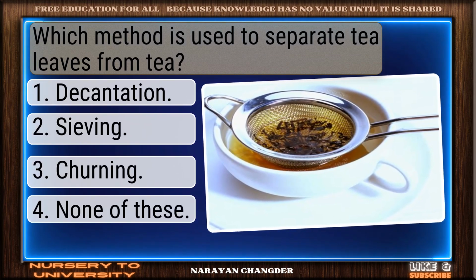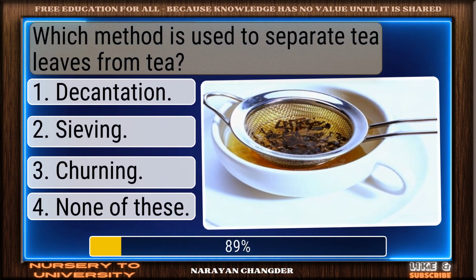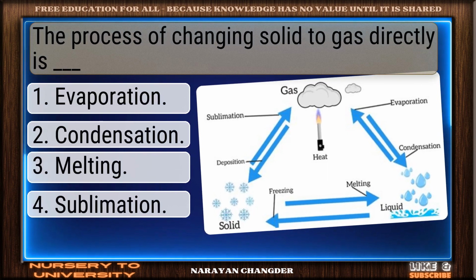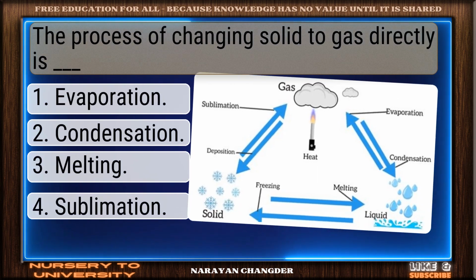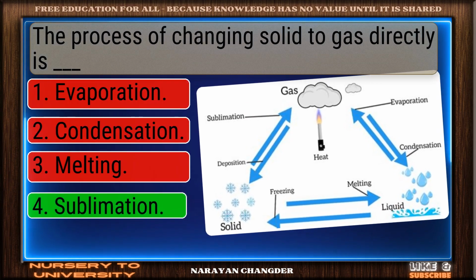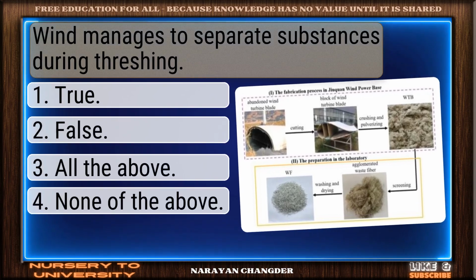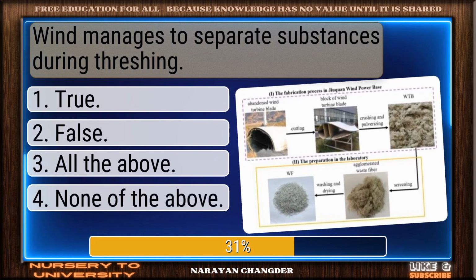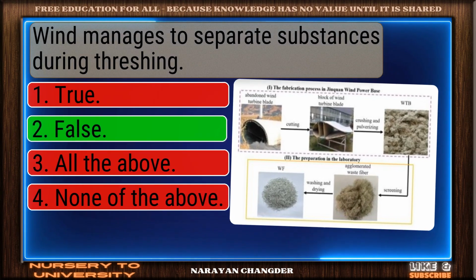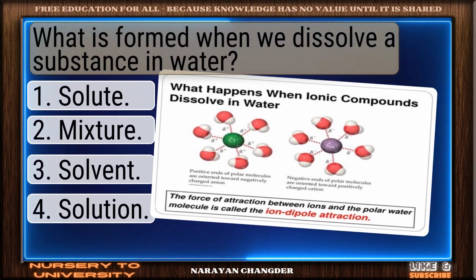Which method is used to separate tea leaves from tea? Smart move. Sieving is an accurate answer. The process of changing solid to gas directly is dash. Strong choice. Sublimation is the right answer. Wind manages to separate substances during threshing. On track. False is the correct answer. What is formed when we dissolve a substance in water?